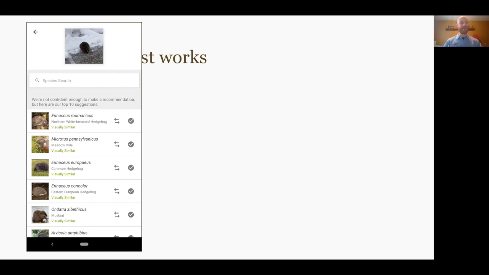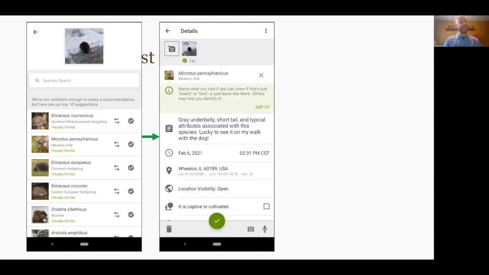Based on where you are, you can narrow down what you're seeing. We don't see hedgehogs in this area, or you shouldn't see hedgehogs in this area. So really the only logical solution on this is a meadow vole, and I can tell you that's actually what that species was. To be fair, I'm a mammalogist and I did small mammal studies, so that's why I know that. But you're able to select it. If you didn't know that, that's also okay. You can say unknown or I have no idea, and the community will help you identify it.